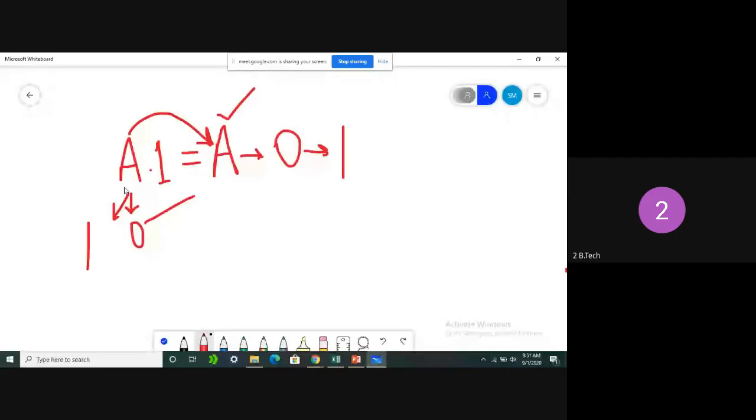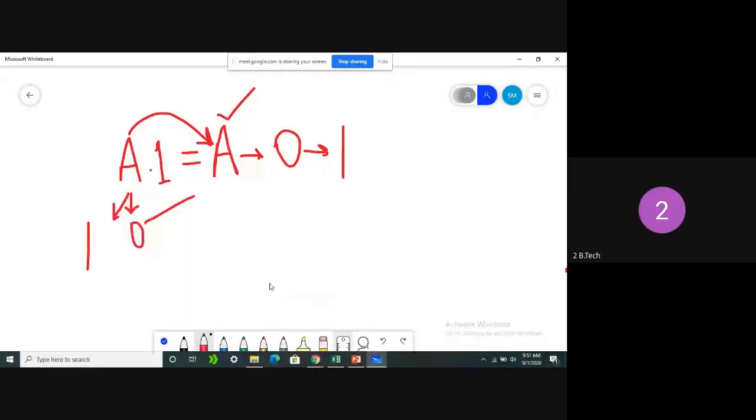Just like 1 into 2, we will get 2, and 3 into 1, we will get 3. Whatever value we multiply with that 1, that is only what we get. So this law is called the identity law. Clear? And next, A into A.